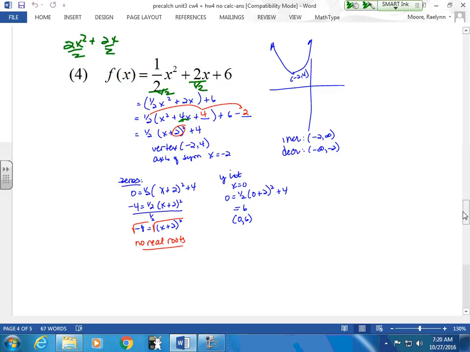Oh, you can. If you plug in 0 for y in here, so can you factor that? So you divided by 1/2 to get rid of this? So this becomes a 0. And then you factored that? That's fine. For the zeros, you can do that.